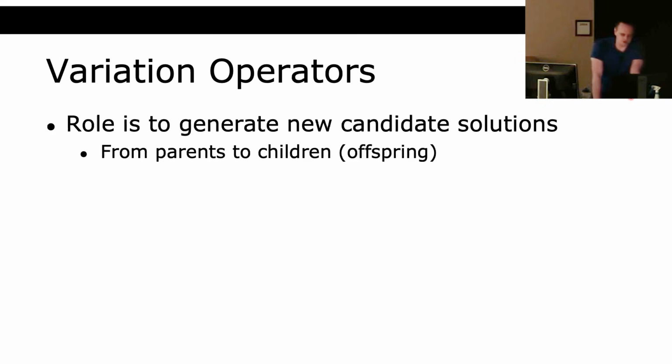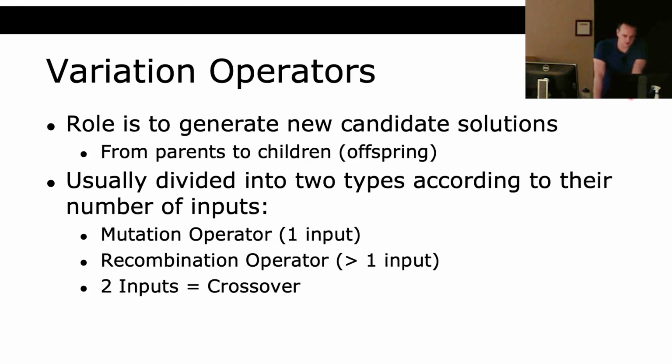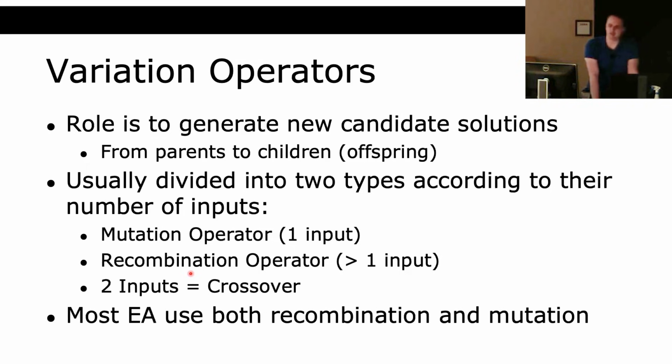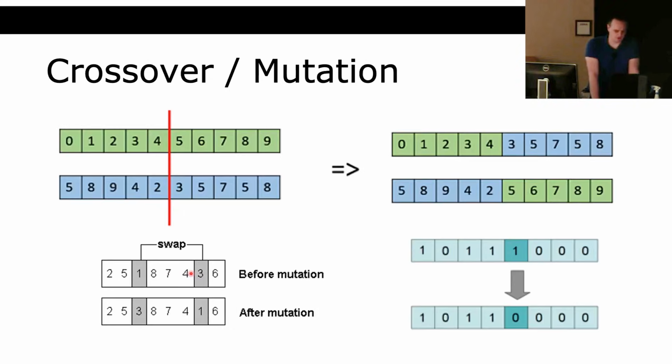Next, variation operators. Our role is to generate new candidate solutions from parents to offspring. Usually, this is divided into two types of variation operators, a mutation operator or a recombination operator. Mutation is one input where you change something. So maybe for our Sudoku example, we have a Sudoku and we're going to change a 5 to a 7. Does that make a better solution? Maybe, maybe not. Recombination for our assignment is just going to be taking two parents and recombining them to form two offspring. Most EAs use both recombination and mutation.